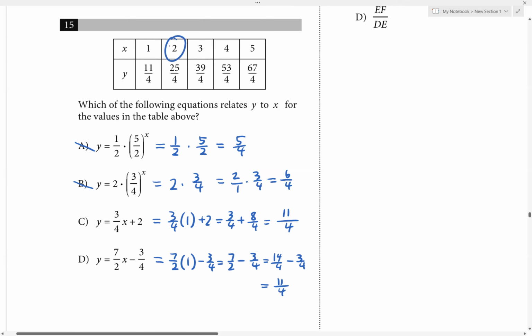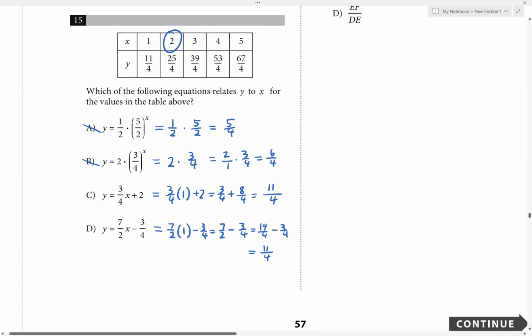Okay, so let's try 2 now. When you plug in 2, we should get 25 over 4. So if you try answer choice C, let me just write it over here. It'll be y equal to 3 over 4 times 2 plus 2. This will be 6 over 4 plus 2, which is like 8 over 4, right? So we get 14 over 4 here, which doesn't work. We want 25 over 4. So you see here, we had to eliminate C. It doesn't work for the second number.